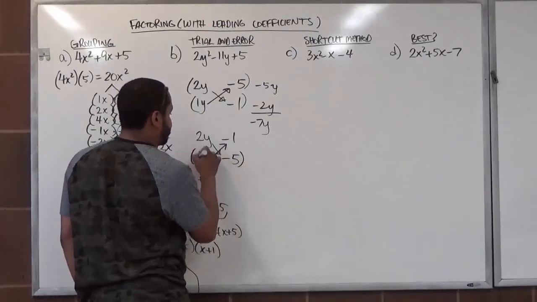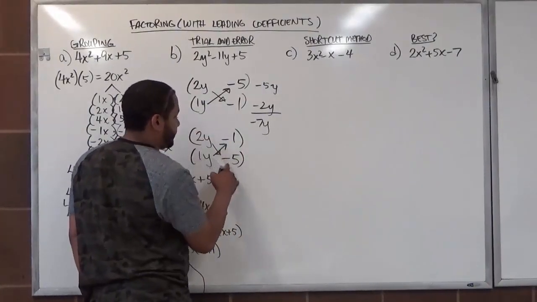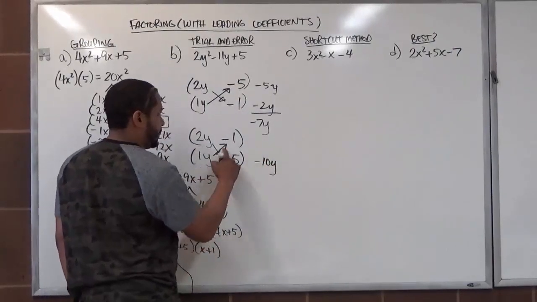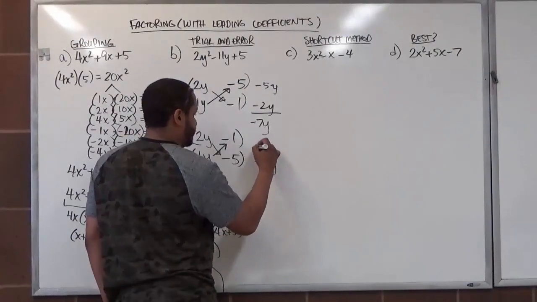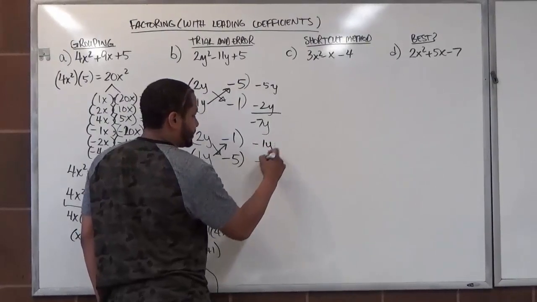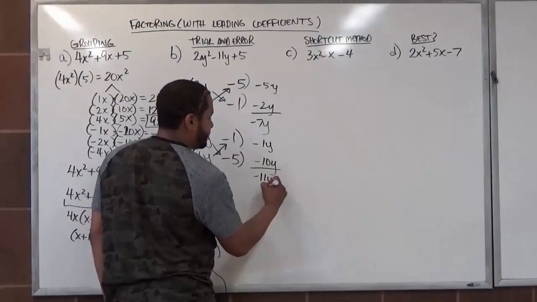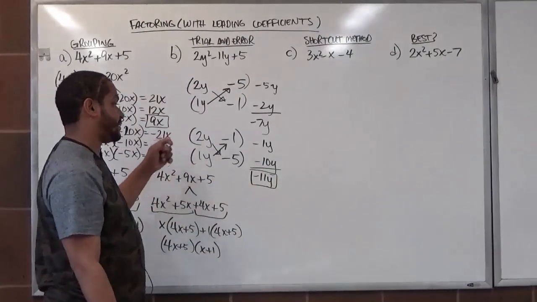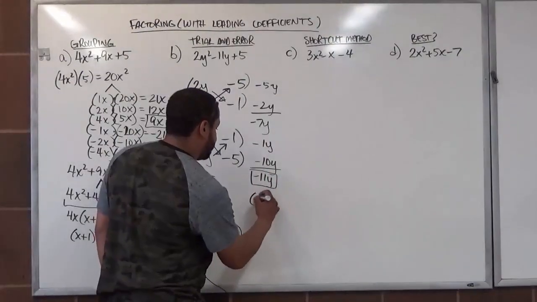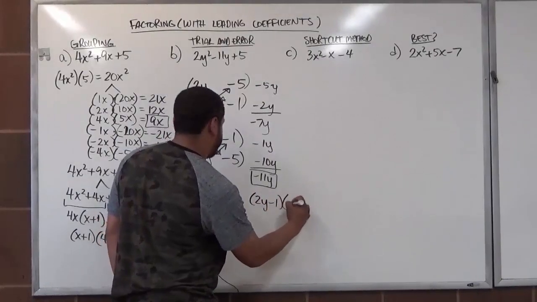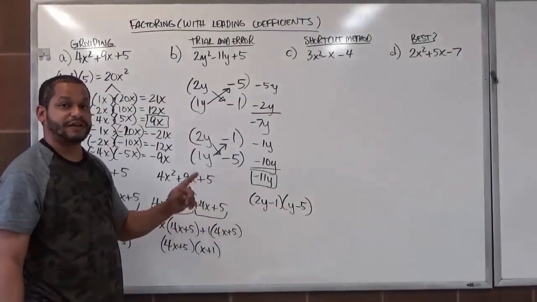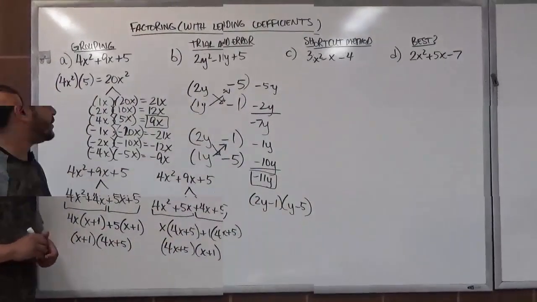And what we're going to get then is 2y by negative 5 is negative 10y's. And 1y by negative 1 is negative 1y, which adds up to negative 11y's. And just from this alone, we see that we have the middle term, and there's nothing else to do except list the results of the factors for these. And there we have the perfectly factored pair for the trial and error.